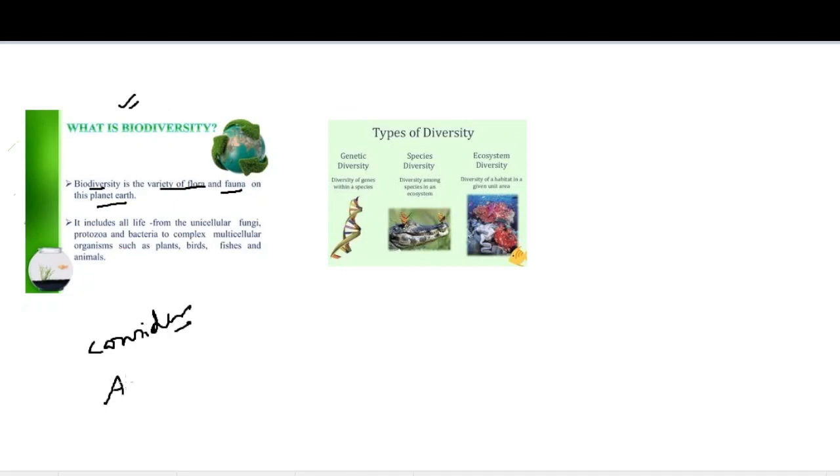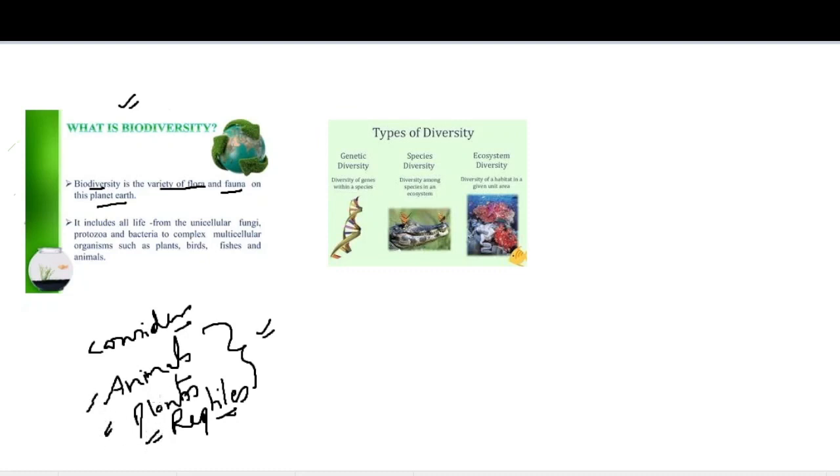Consider biodiversity as animals, plants, reptiles, which you must have read about in your basic classes. These are all different. Plants are different from animals. Animals are different from reptiles. Reptiles are different from some other species of animals or plants. Every plant and every animal is different in itself, so all these different varieties are called biodiversity. The whole Earth is covered with different types of plants and animals, and hence this forms the component of biodiversity.